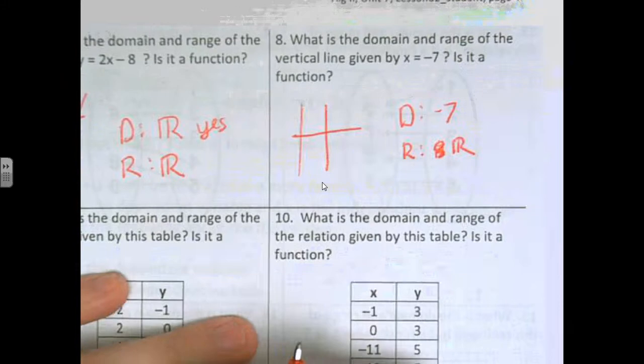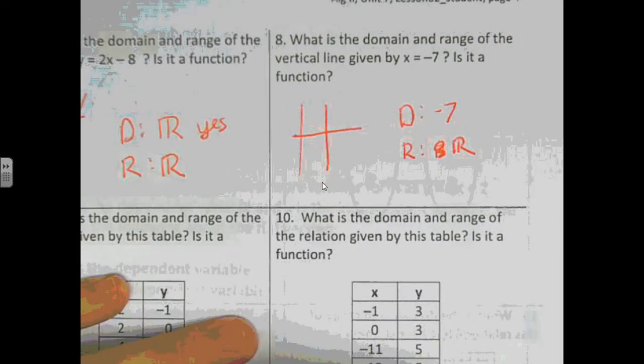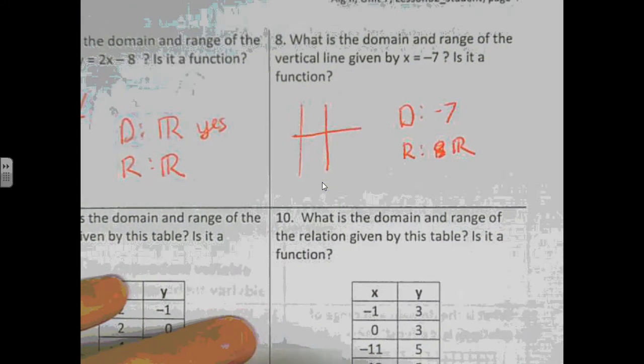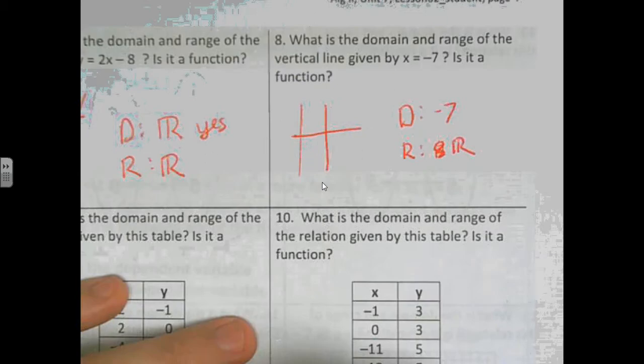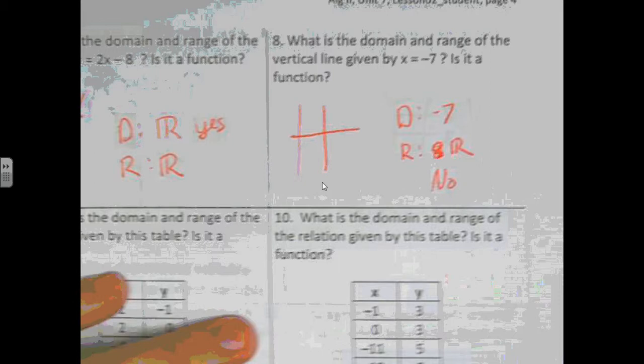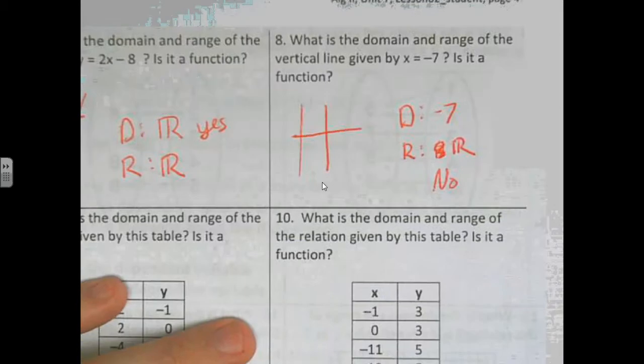And no, it's not a function. Use the vertical line test. It is a vertical line, so it definitely fails the vertical line test. It's not a function. So we can just twist the words right there.